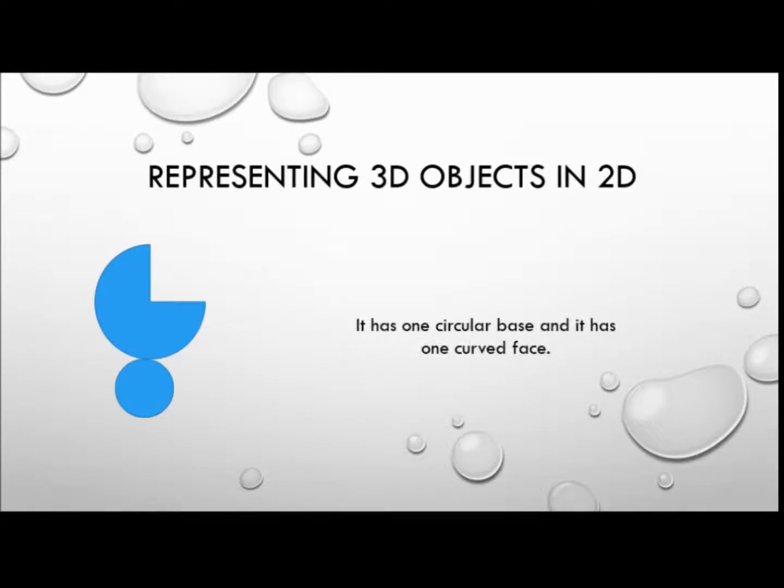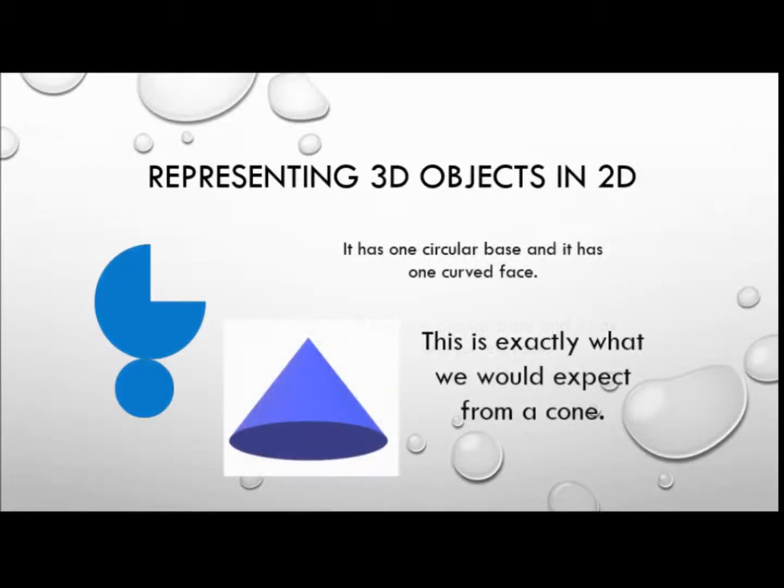It has one circular base and it has one curved face. And this is exactly what we would expect from a cone. Okay, so how did you get along with those questions?